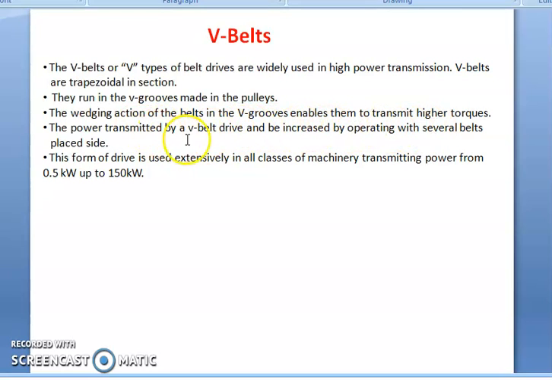The power transmitted by a V belt drive can be increased by operating with several belts placed side by side. This form of the drive is used extensively in all classes of machinery, transmitting power from 0.5 kilowatt to 150 kilowatt of power.